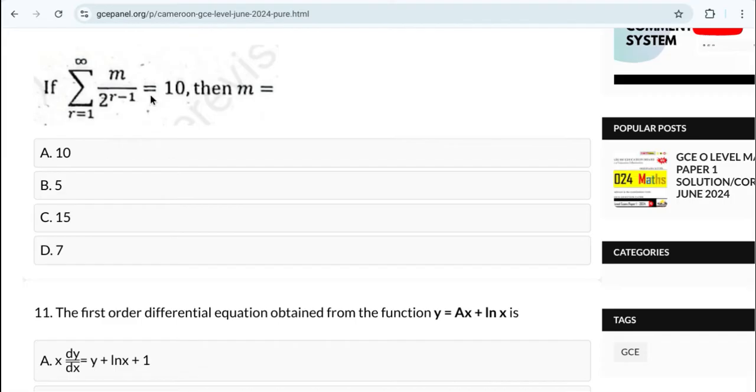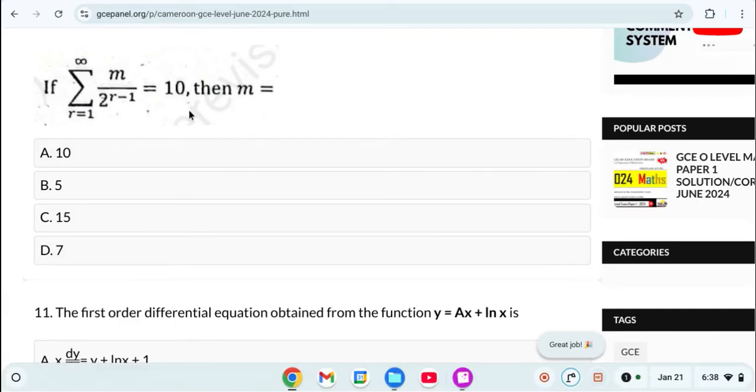Now to get the second term, we use r equals 2. m over 2 to the power 2 minus 1, that's m over 2. So the second term is m over 2. Second term divided by first term gives us a half, so our common ratio is a half. Therefore, our sum to infinity is equal to m over 1 minus a half, and this gives us 10.